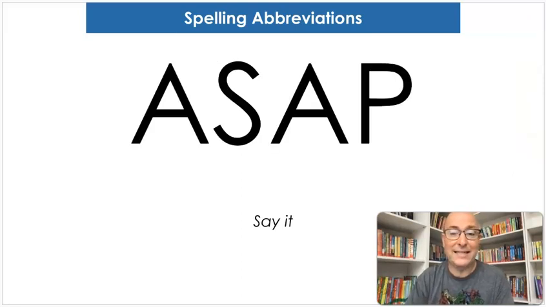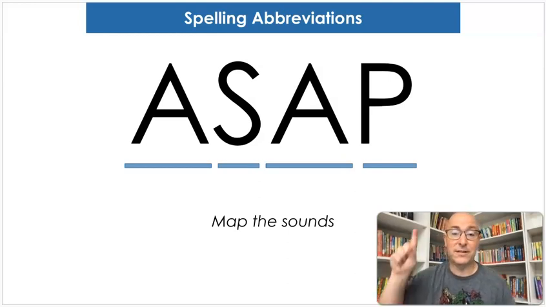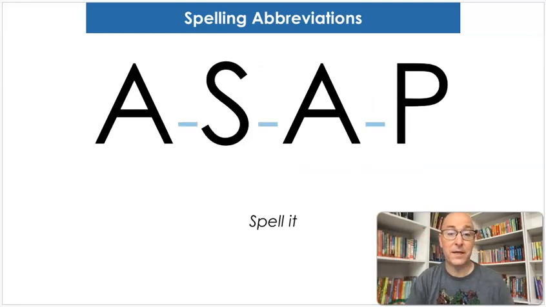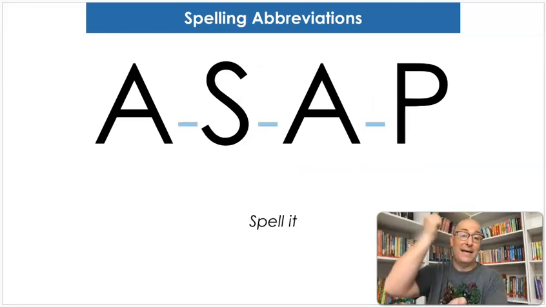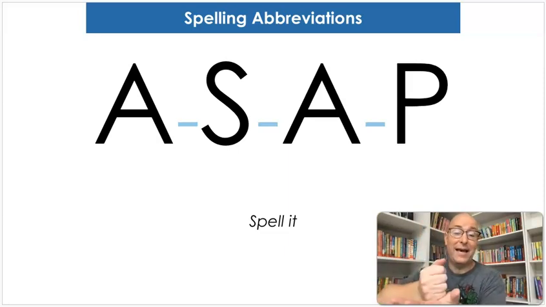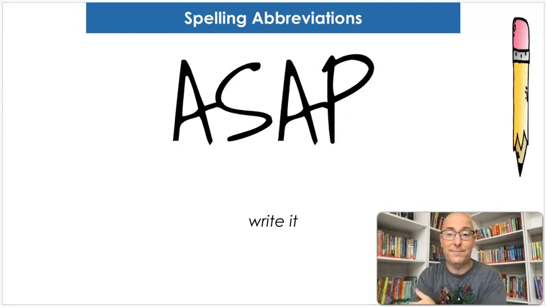Our next one is ASAP. Say ASAP. We know that means as soon as possible. Map the sounds. A, S, A, P. ASAP. Spell it. A, S, A, P. ASAP. And write it. Make sure it's all caps. Capital A, capital S, capital A, capital P.